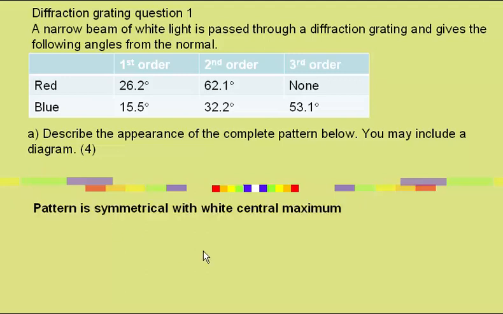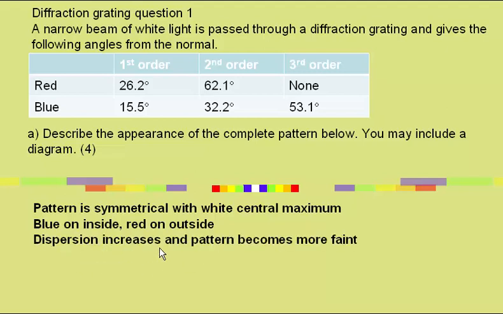Some of those main features then. The pattern is symmetrical with a white central maximum. It's blue on the inside, red on the outside. The dispersion increases and the pattern becomes more faint at the higher orders. And the third order overlaps the second order. I've shown this slightly above here just for clarity.